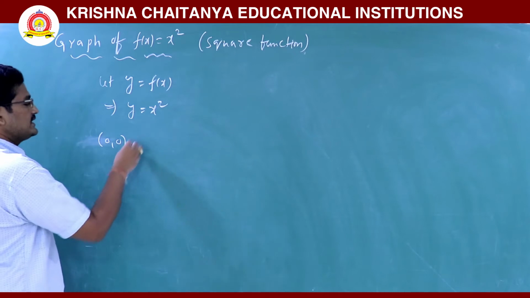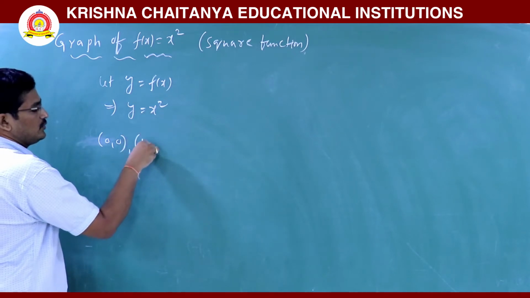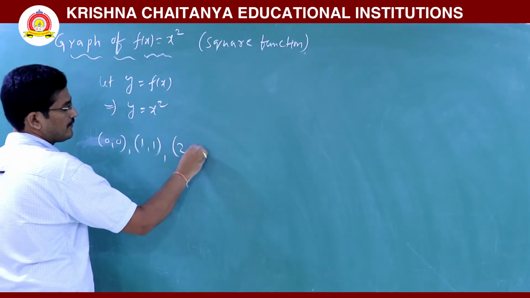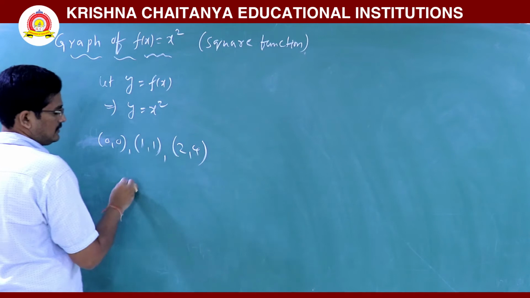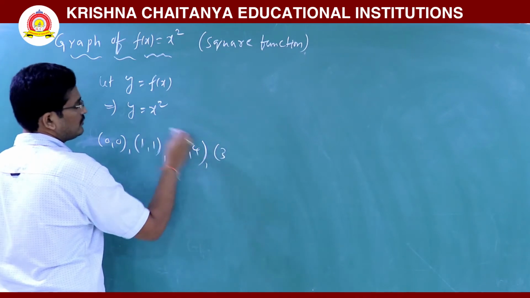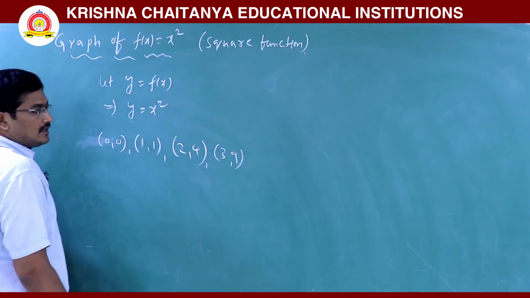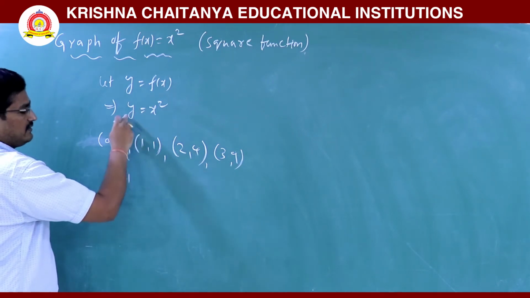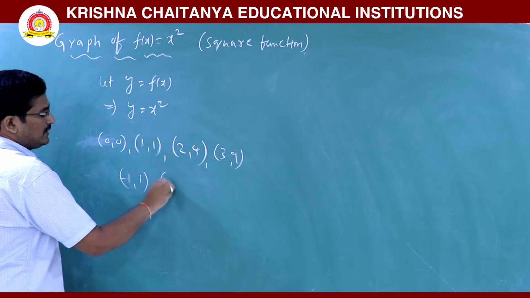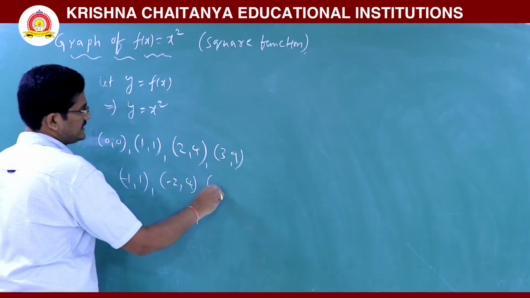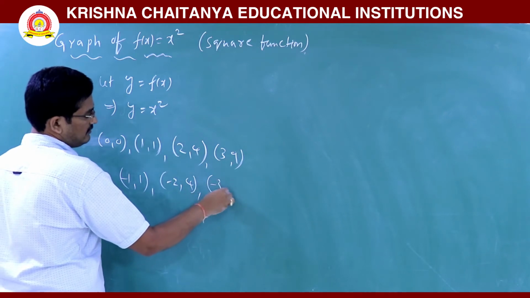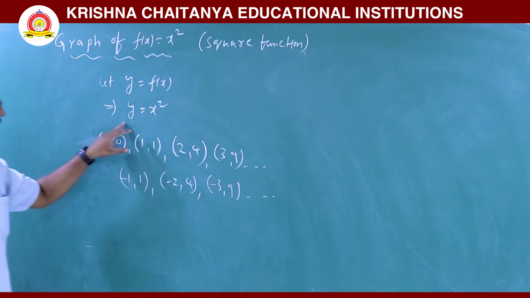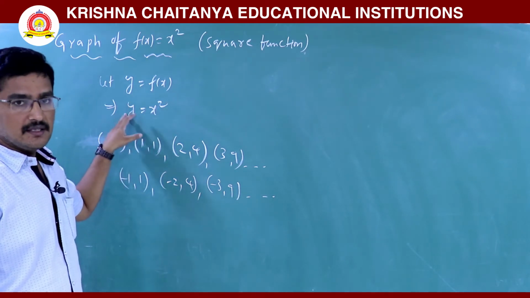Suppose x equals 1, then y equals 1 square, which is 1. x equals 2, y equals 4. x equals 3, y equals 9. Observe all these. x equals minus 1, whole square, y value is 1. x equals minus 2, y value is 4. x equals minus 3, y value is 9. So these are all the points that lie along this equation, this curve.